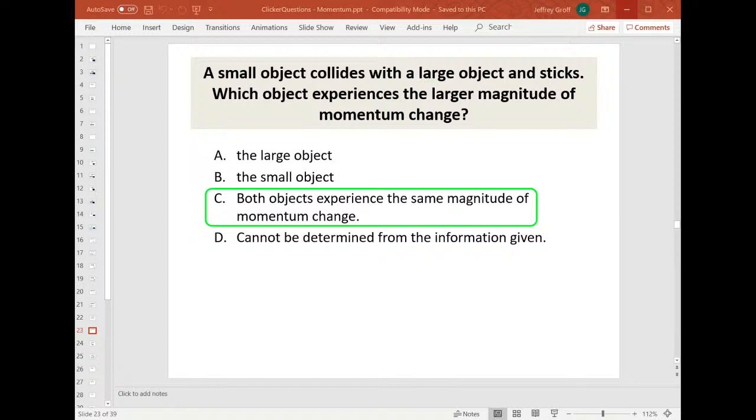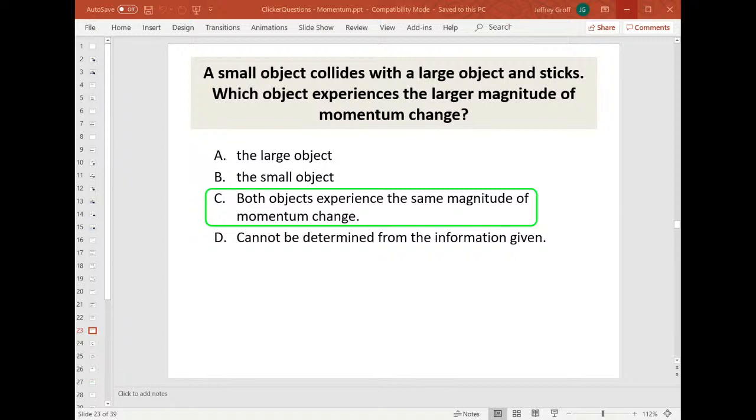If we are assuming that there's no external forces on this collision, momentum is conserved, which means if one object experiences a positive change in momentum, the other one will experience a negative change in momentum, which is exactly the same magnitude. So C is always the correct answer. Both objects experience the same magnitude of momentum change.